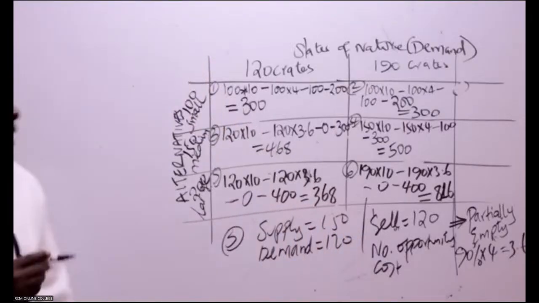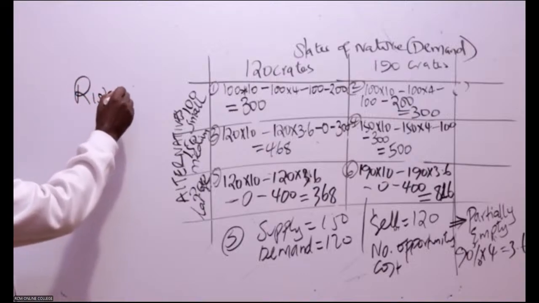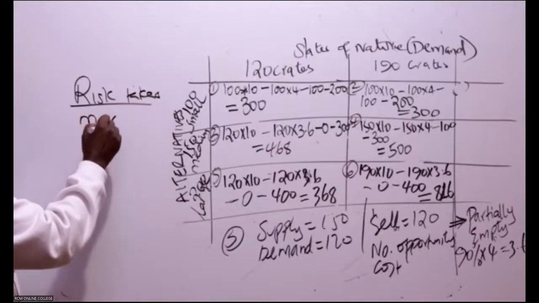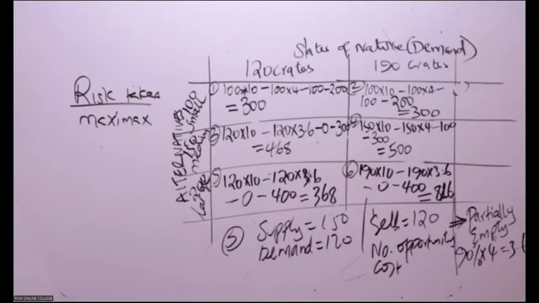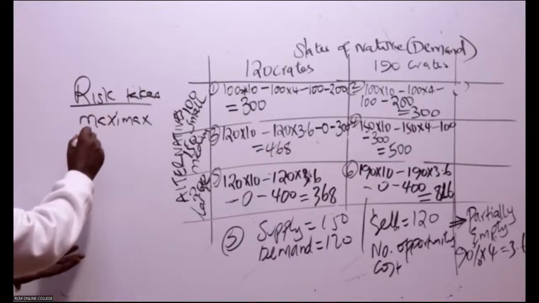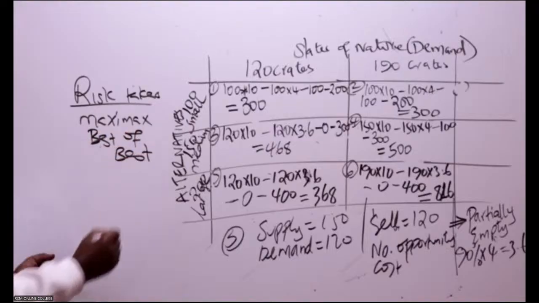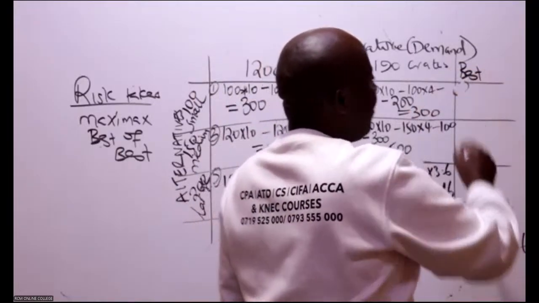So we start with risk takers, and for risk takers, we advise them using maxi. Remember maxi, ladies and gentlemen, this stands for maximum of maximums. Best of the best. So create a column here for best. So the very best, what do you have here?